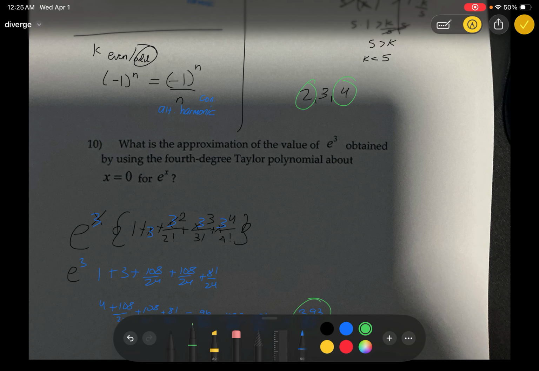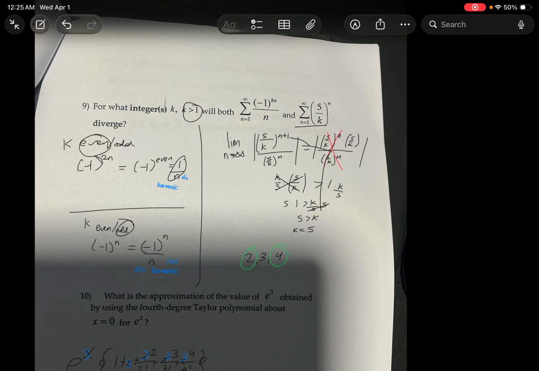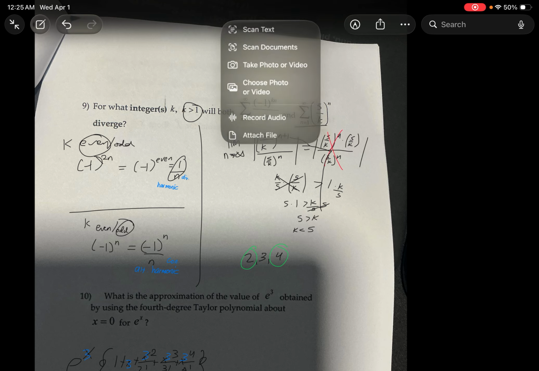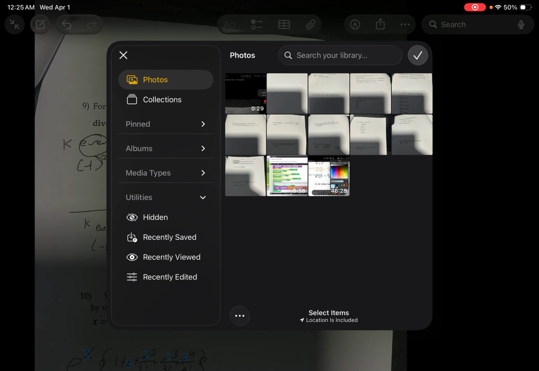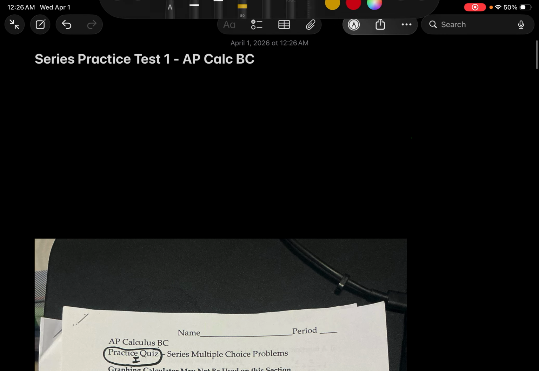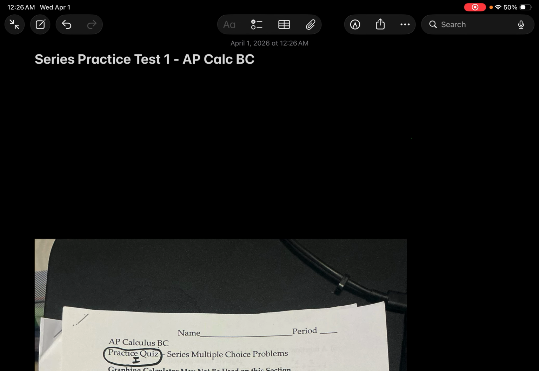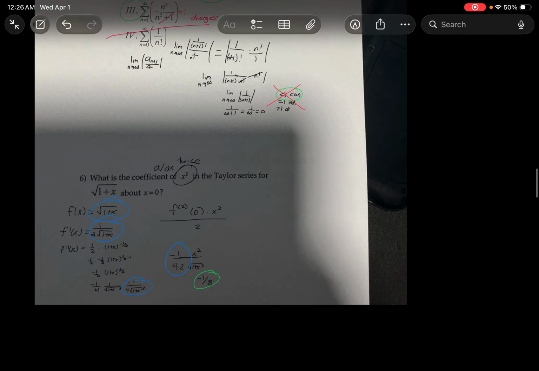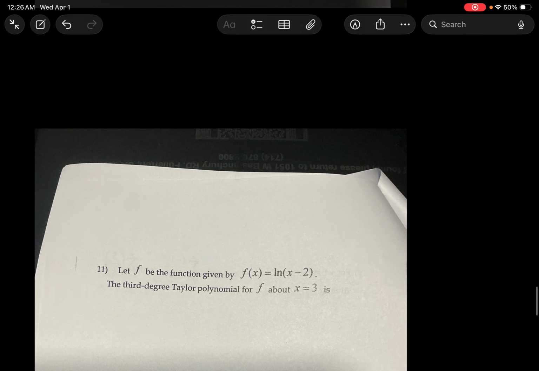We are moving on to question number 11. Here we go. 11. 2, 4, 6, 8, 10, 11. Okay. Question 11 out of 19. Why is it moving? Okay. 7, 8, 9, 10, 11.